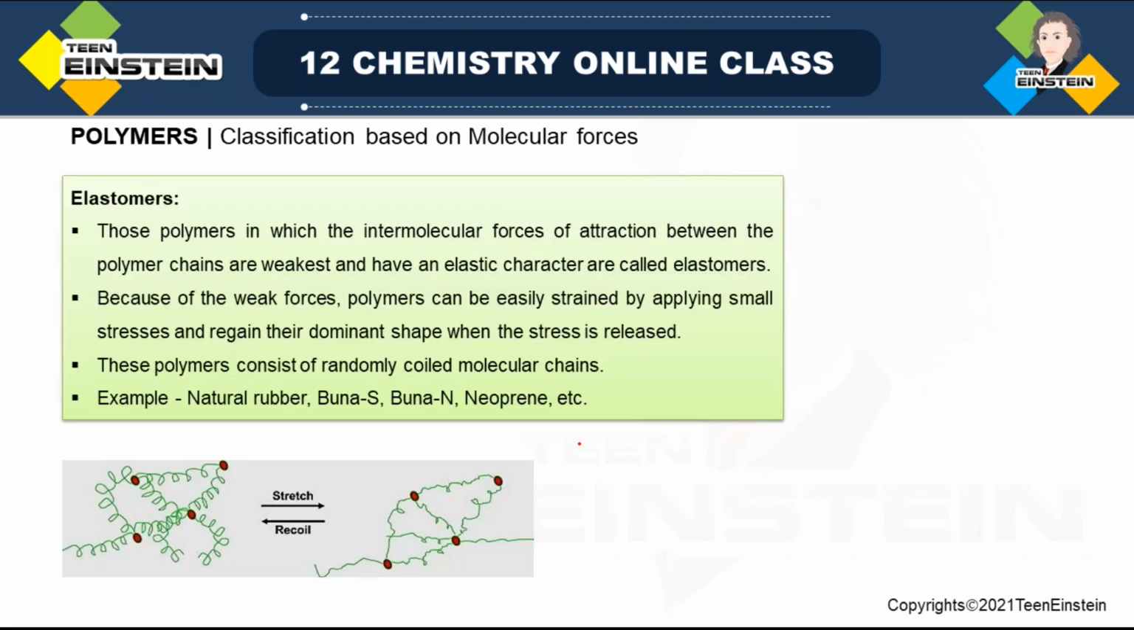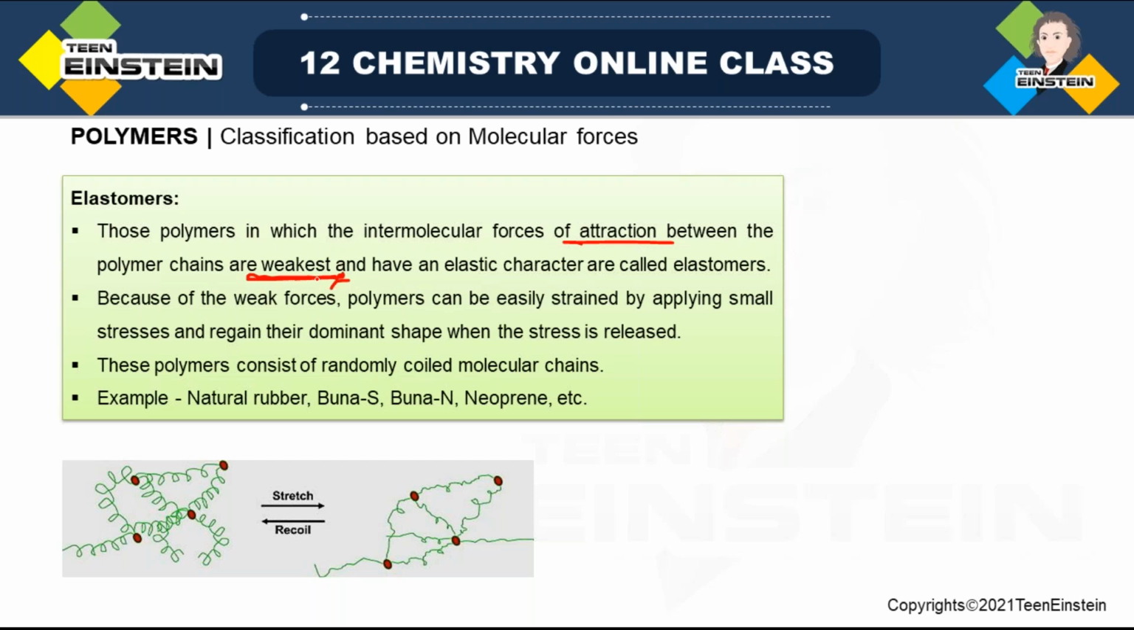Now the last classification, which is based on what type of molecular forces are present. Under this classification, the first possibility is elastomer. From the picture you can get some idea, and as the name suggests, elastomer means we can easily stretch it. So these are polymers in which the intermolecular forces of attraction between the polymer chains are weakest, and there is some elastic type of character. That is why we are calling it elastomer.